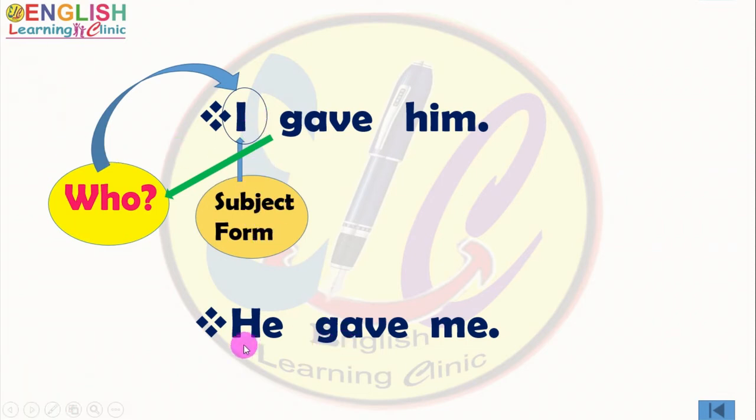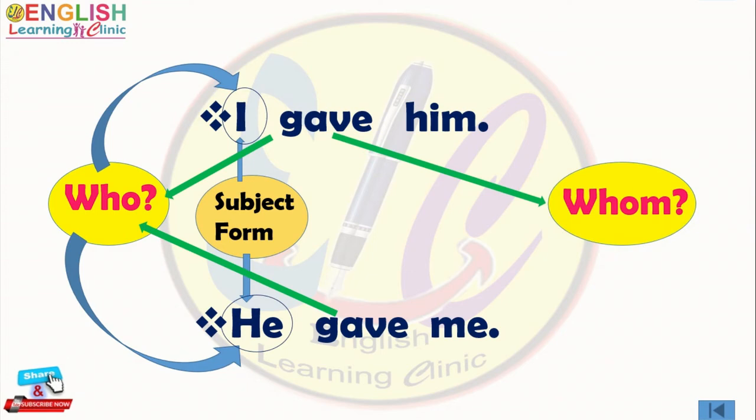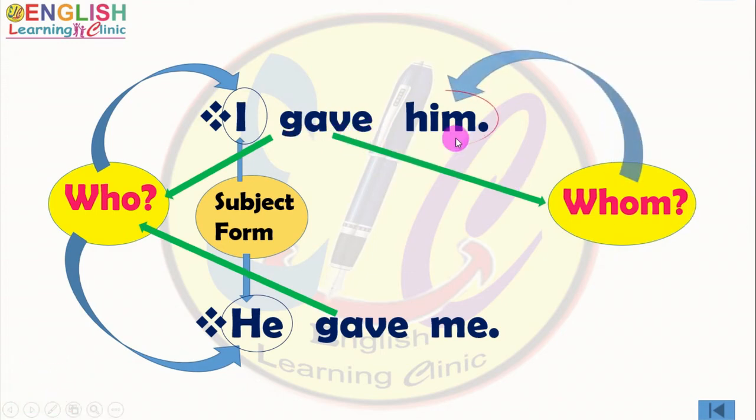Again, for the second sentence, ask the verb gave a question with the word who. That is, who gave? For this sentence, the answer will be he gave. He is also the subject form. Again, ask the verb gave a question with whom. That is, whom gave? The answer will be for this sentence him. This is the object form.